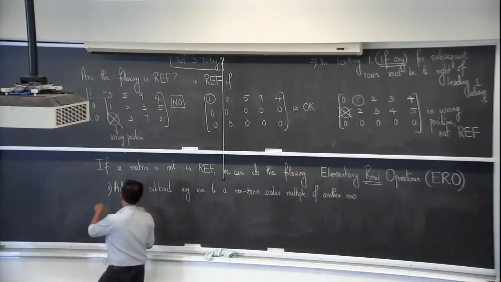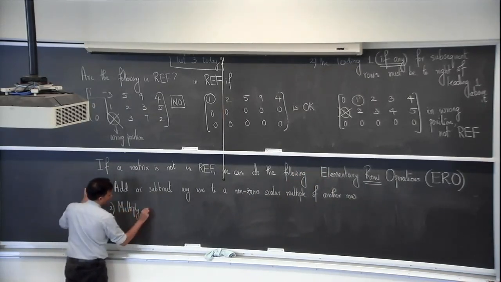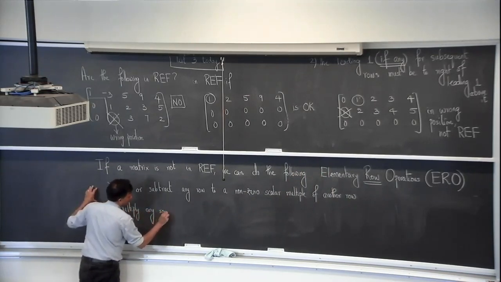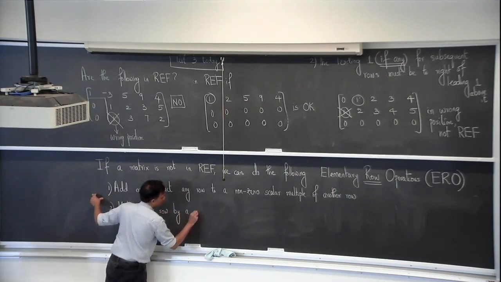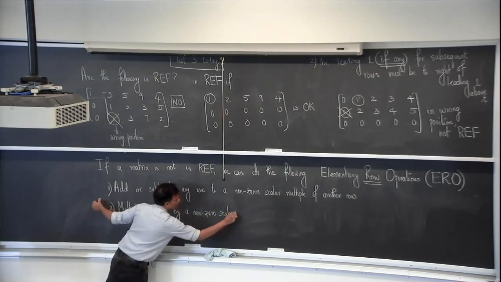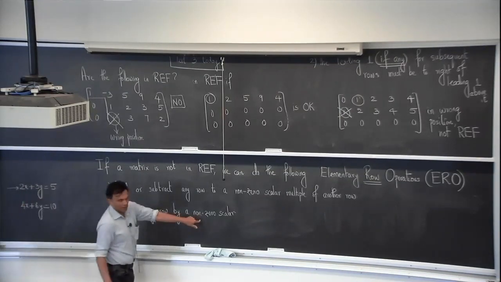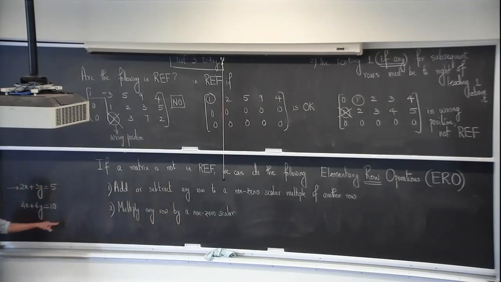Operation number two, you can multiply any row by a non-zero scalar. Why is that okay? Because you're taking an equation, say 2x plus 3y equal to 5. Remember that represents a row in the matrix. And nobody is stopping you from multiplying this equation throughout by 2, for example: 4x plus 6y equal to 10. That is what is going on here. Multiplying any row by a non-zero scalar means you're multiplying the equation throughout by that.